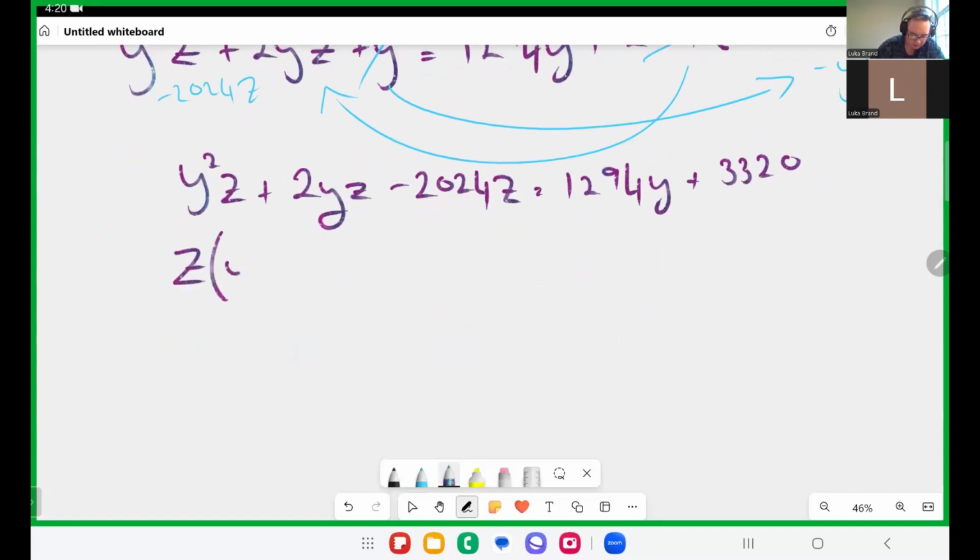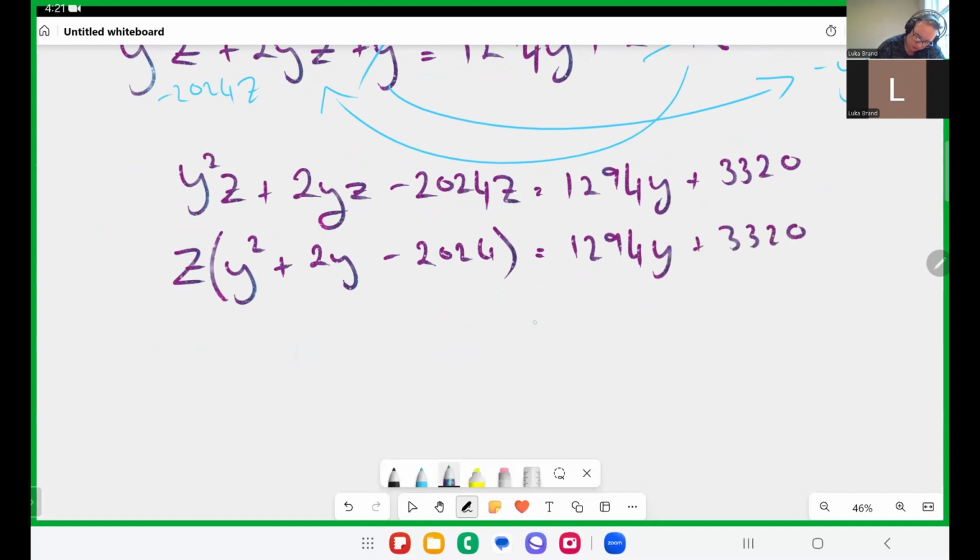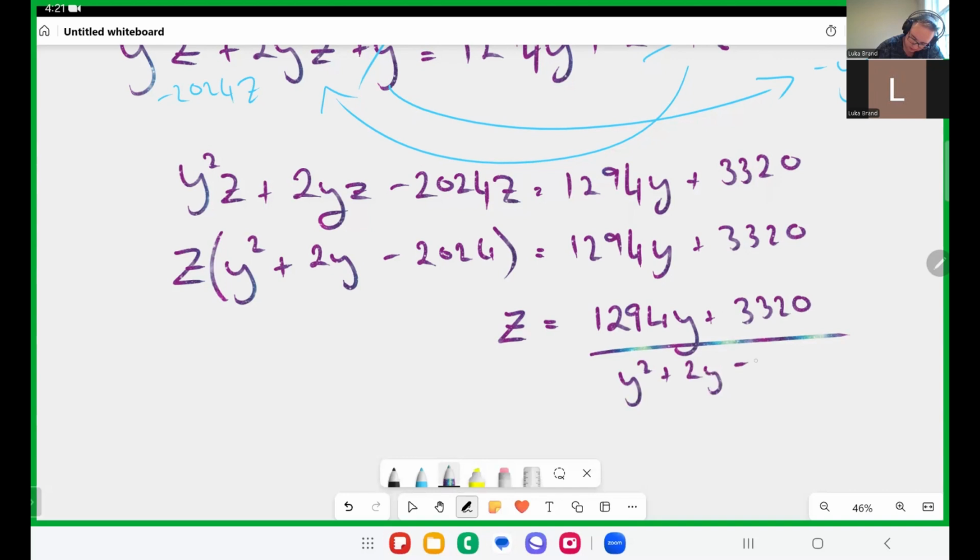I'm going to pull out the common factor, which is z on this side, equals 1294y plus 3320, which means that z equals, again, opposite on the other side, I'm going to divide by this whole section here, over y squared plus 2y minus 2024. I'm going to pause there while I check that I am correct. And it looks like I've missed a y squared.